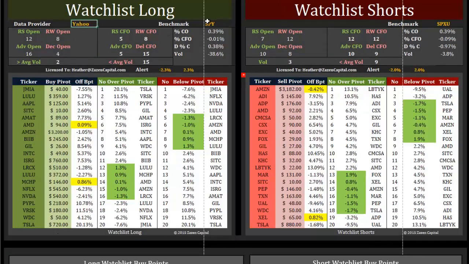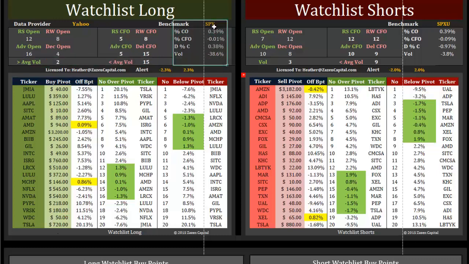In this instance, you can choose your data provider or the benchmark for your long or for your short watch list. It will show the relative strength at the open versus relative weakness in relation to the benchmark that you've chosen. It will also show the relative strength and relative weakness changes from the open for the tickers that are on your watch list. It shows the advancing and declining at the open and the advance and decline changes from the open, the above and below average volume.